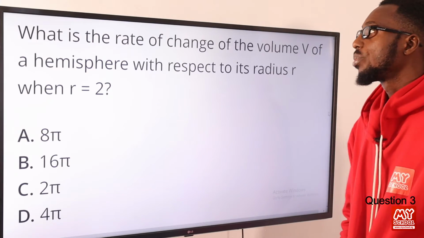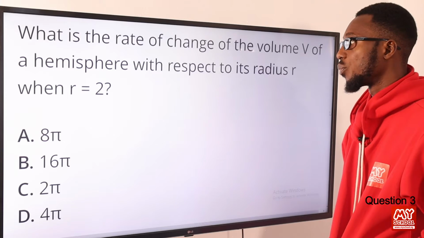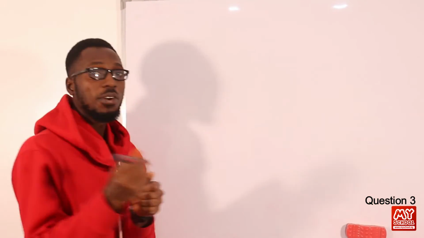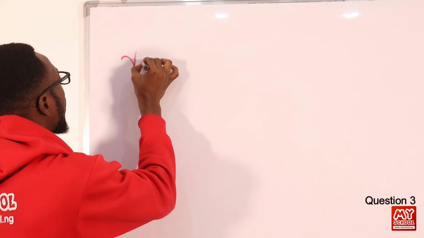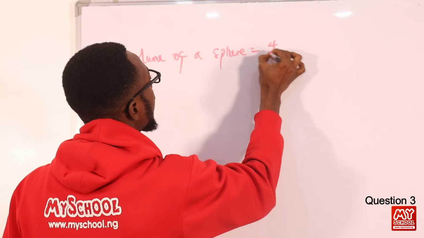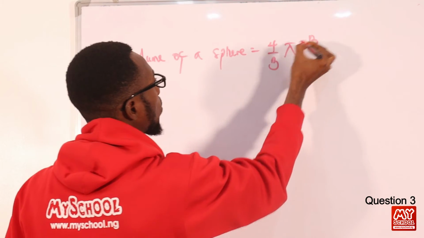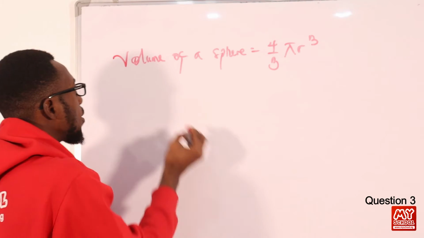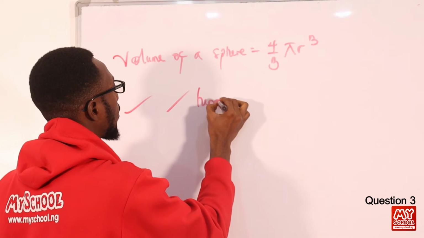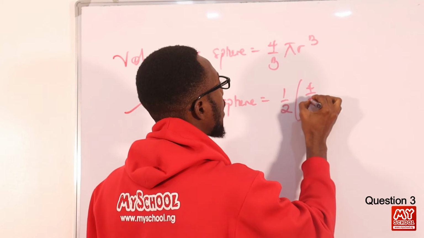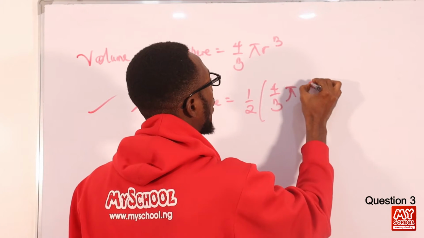3. What is the rate of change of the volume V of a hemisphere with respect to its radius r when r equals 2? Okay, so hemi means half, okay? So the volume of a sphere, take note of this, is 4 over 3 pi r cubed. So hemisphere means half of a sphere, right? That will be half of this formula. So the volume of a hemisphere would be half of 4 over 3 pi r cubed, isn't it?